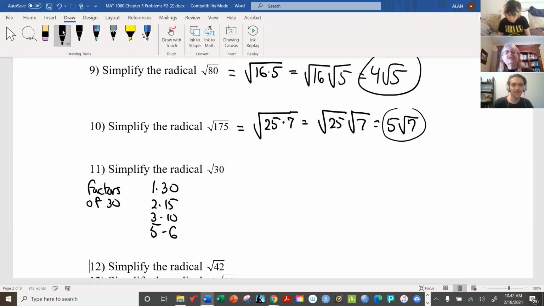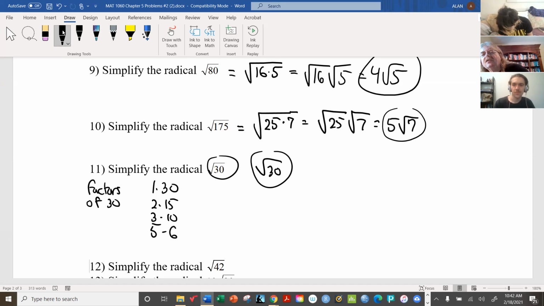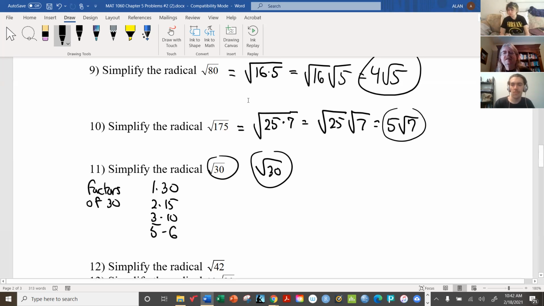Yes, those are the factors, but guess what? There's no perfect square, so you can just leave it. When it says simplified, you can write your answer as radical 30 because that's as simple as it's going to get. And you can see it happens. There's no guarantee that we can simplify these radicals. That's how it is. Not every radical can be simplified.